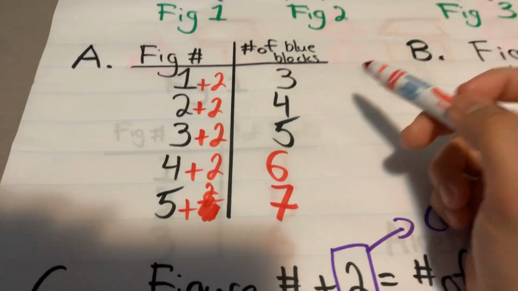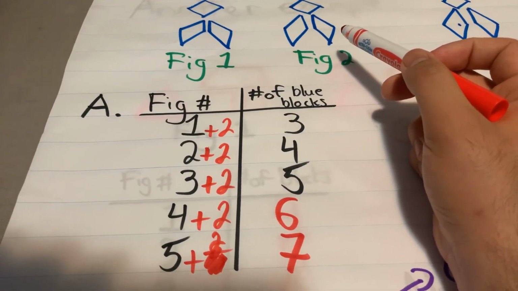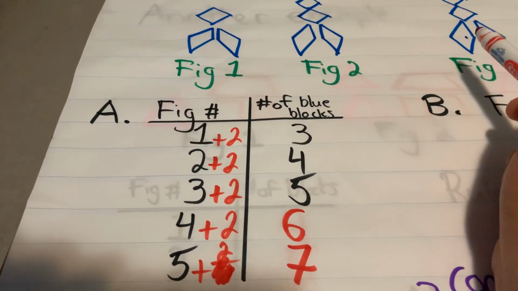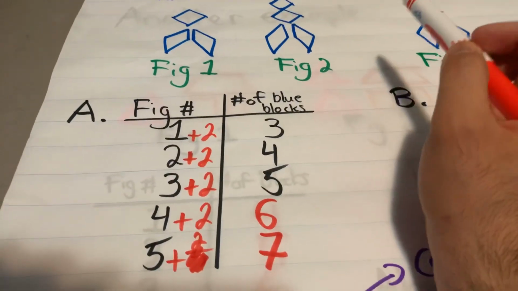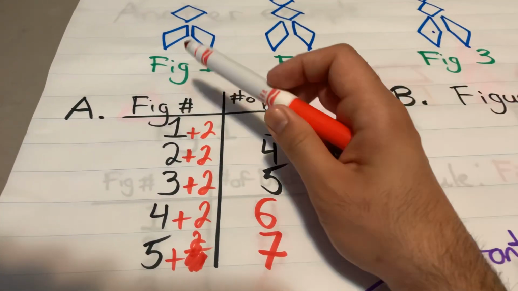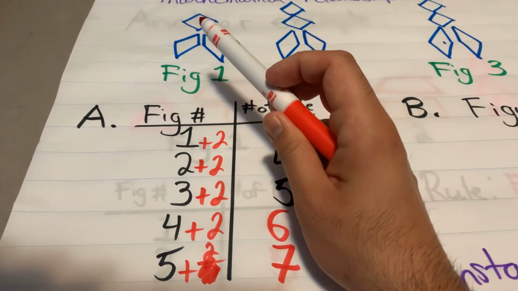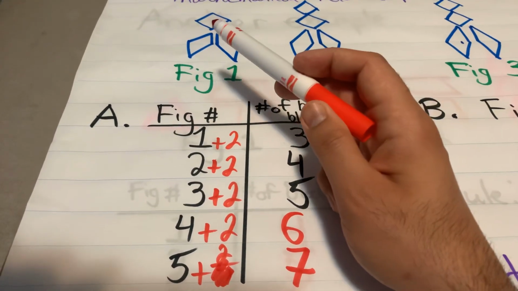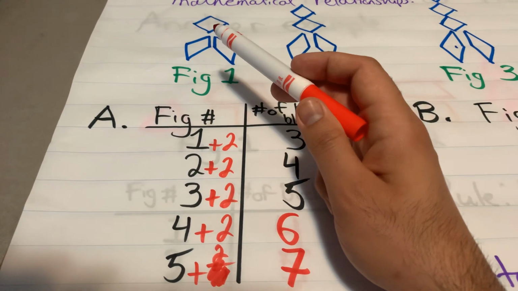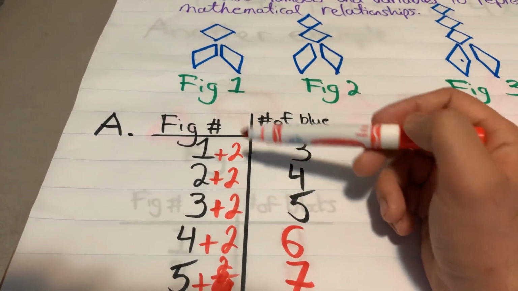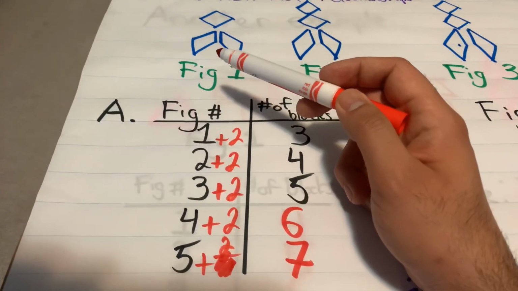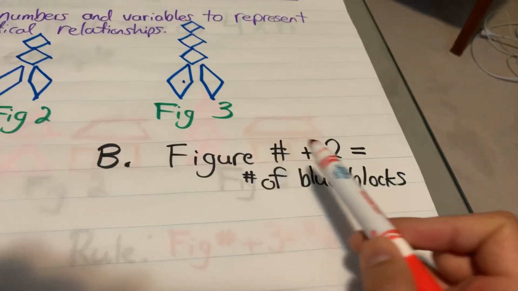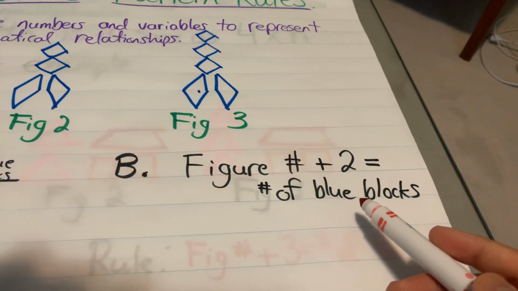Now, if we go back to our design, that add 2 represents the 2 at the bottom because those 2 are always going to be there. Those 2 never change. They're always part of the figure design. So that plus 2 is for these 2 blocks right here. So the 1 block plus the 2 blocks gives me the 3 blocks. So the figure number always represents the blocks that are at the top of our design. What we're adding represents the blocks at the bottom. So if we write that as an equation, we can say that the figure number plus 2 will always give us the number of blue blocks.